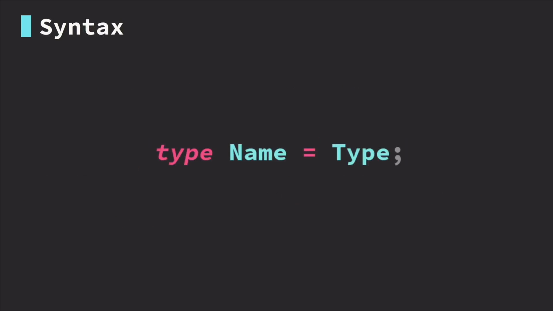Here's the syntax for creating a type alias. We use the type keyword along with the alias we wish to use, and then an equal sign, and then the actual underlying type. So this will be the alias, and this will be the concrete type.